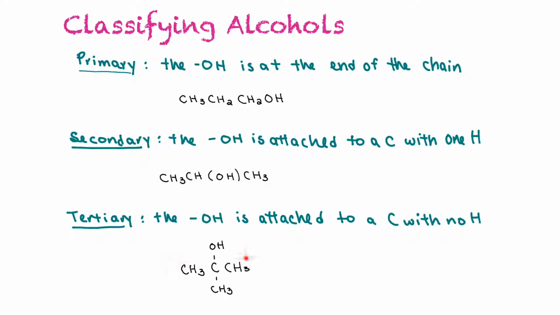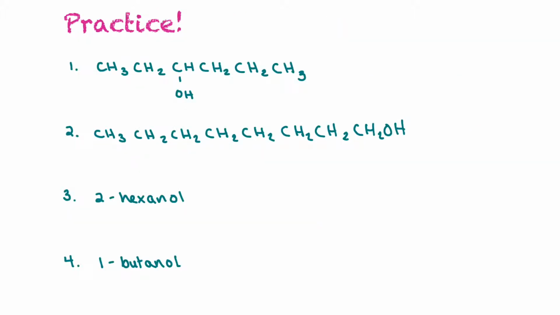So in this example, we have 2-methyl, 2-propanol. So there are no hydrogens here. And that's going to come to be important to pay attention to when we look at some of the reactions of alcohols a little bit later in this video. So now we'll practice with a few.